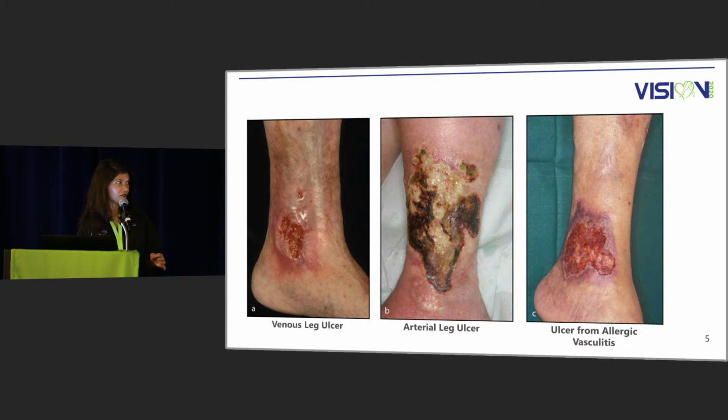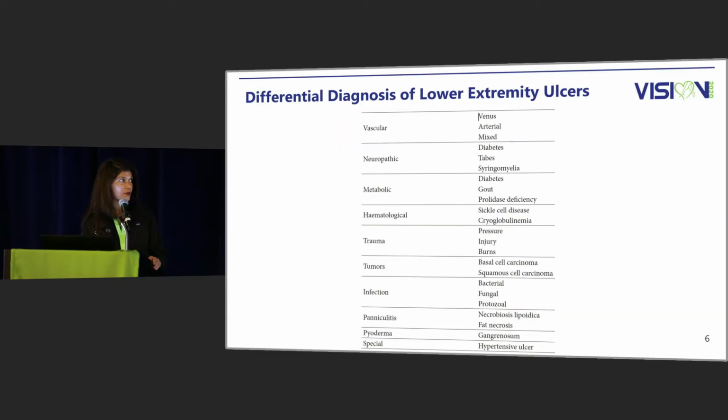A is the venous ulcer, B is arterial, and C is an ulcer from allergic vasculitis. They're all on the medial side, lower leg, right where you expect to see a venous ulcer. So not everything is as it appears.